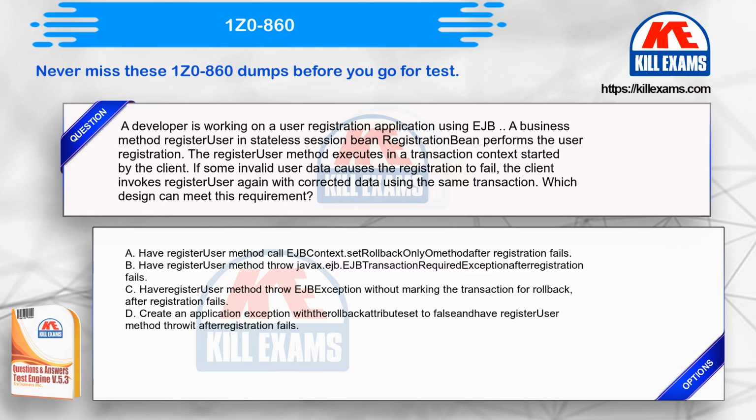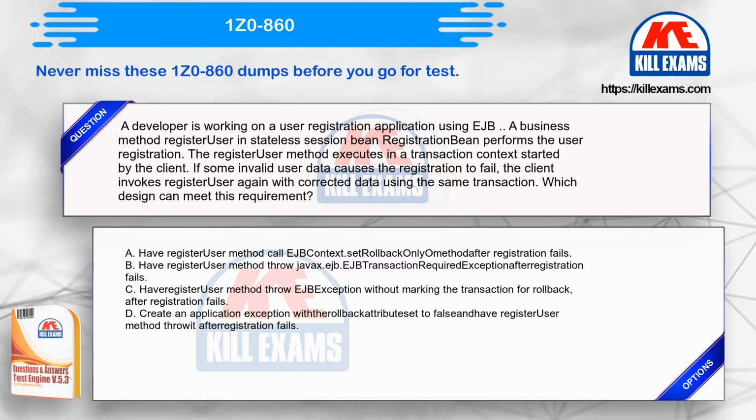Option A. Have the registerUser method call context.setRollbackOnly after registration fails. Option B. Have the registerUser method throw javax.ejb.TransactionRequiredException after registration fails. Option C. Have the registerUser method throw an EJBException without marking the transaction for rollback after registration fails.